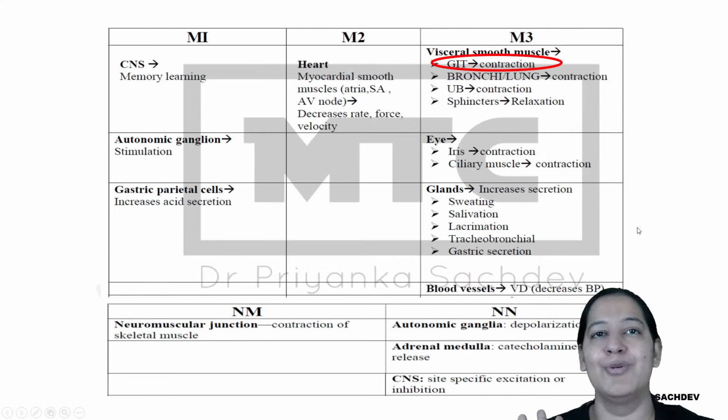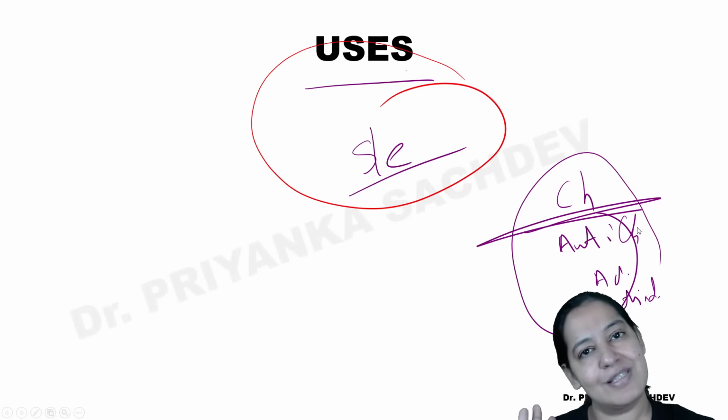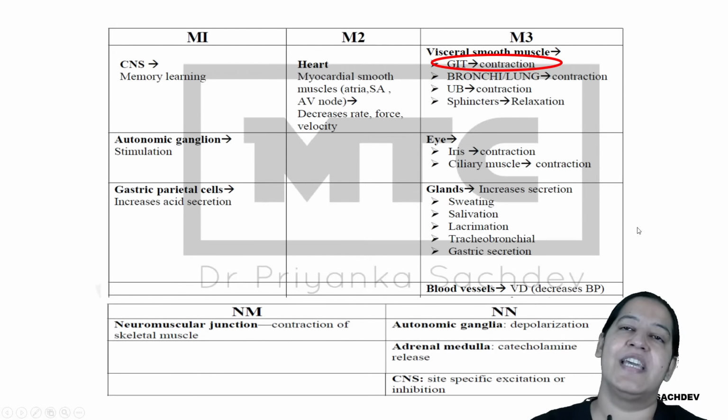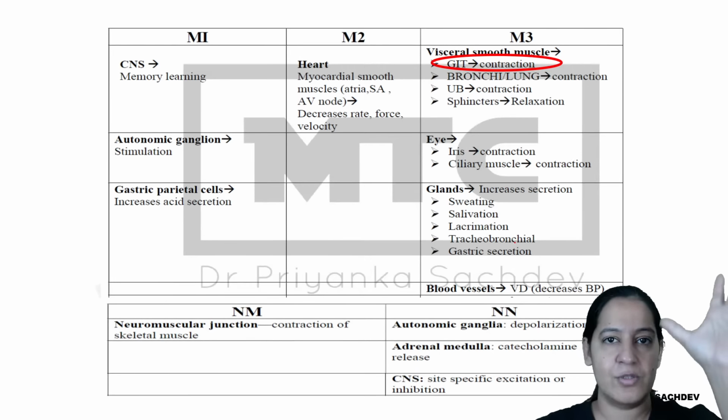So let me start with uses first. I am starting with uses. So start marking in this table. So this is the master table. First circle, M3 on GIT. What is it doing on the GIT? You tell me. It is causing contraction.